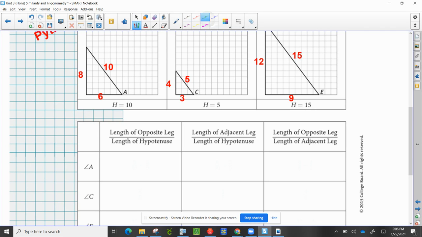Okay, so looking at angle A here, our opposite leg is always the one directly across from that angle. So in this problem, it would be 8 over my hypotenuse, which is 10. Now we know in math, we would never leave our answer like that, 8 over 10. So what we have to do is reduce that fraction. 8 over 10 would reduce to what, 4/5?